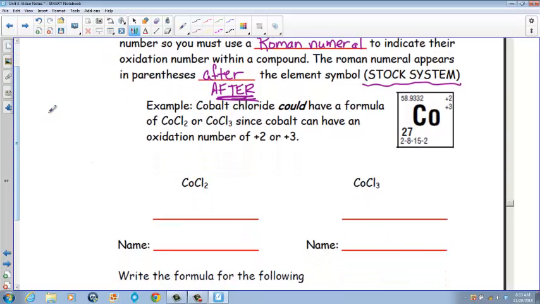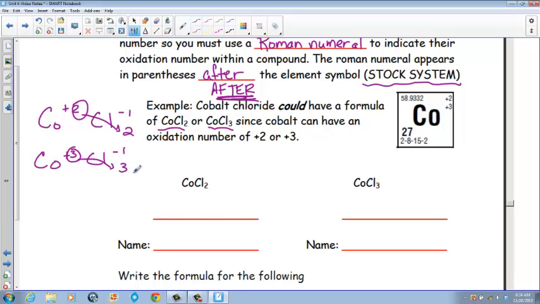Okay, so here's an example. Cobalt chloride, and cobalt is a transition metal, could have a formula of CoCl2 or CoCl3, since cobalt can have an oxidation number of a +2 or a +3. So again, if cobalt had a +2 combined with chlorine, remember -1, or cobalt had a +3, chlorine -1, that's where these formulas come from. Okay, crisscross method. This 2 would come down here to give you CoCl2. This 3 would come down on this chlorine to give you CoCl3.